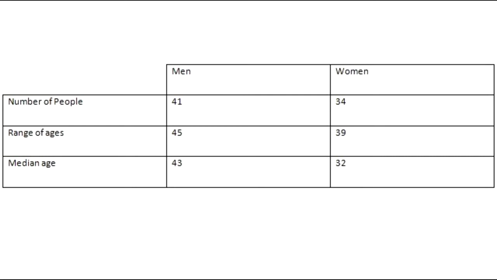A histogram looks similar to a bar chart with no gaps between the bars. The table shows the times it takes people to walk to work, time t in minutes, and the frequency. Between 0 and 4 minutes, 8 people walk to work. Between 4 and 8 minutes, 12 people walk to work. 8 to 12 minutes, 10 people. And then 12 to 16 minutes, 7 people walk to work.